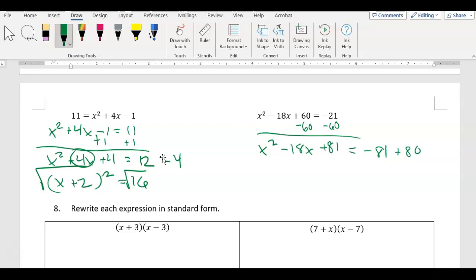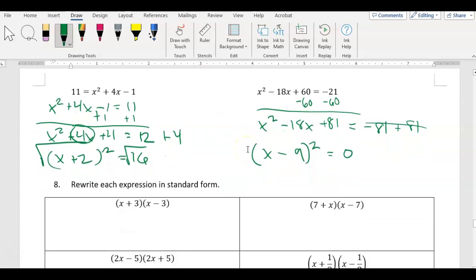Oops. What's nice here is this is going to cancel out to be 0. So now I'll get x minus 9 squared equals 0. This means for this one, there will only be one answer, right? Because it's equal to 0. Again, make sure you find the solutions for these problems on your own.